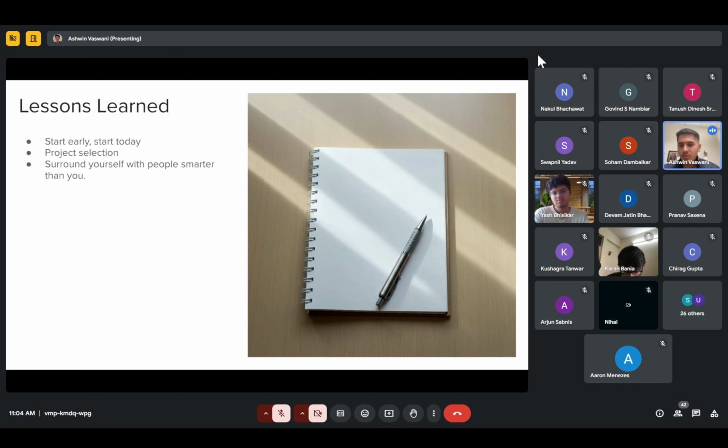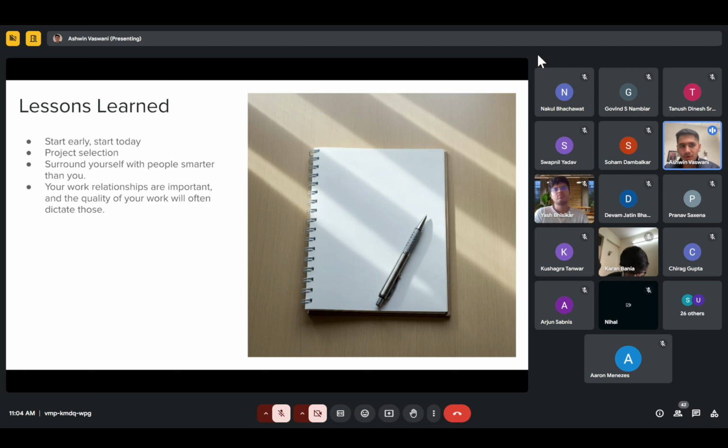I think there are so many amazing peers I had at BITS who helped me with really small things, and I still have at the back of my mind the small lessons that I picked up from everyone. So yeah, surround yourself with smarter people.